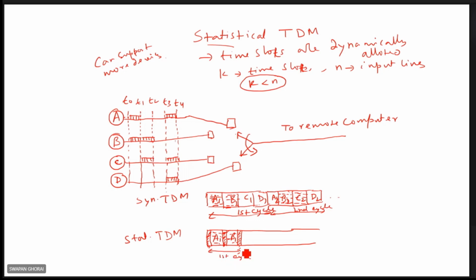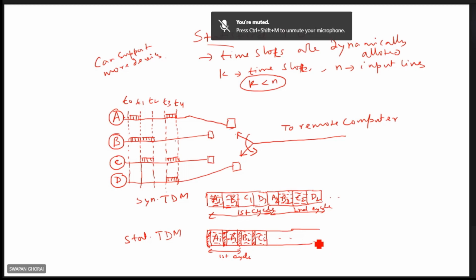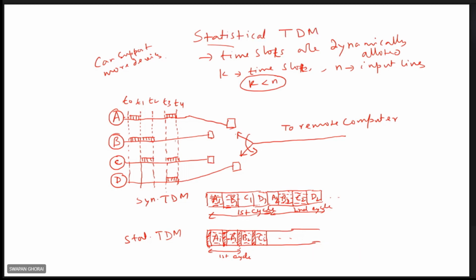In the second cycle, it is B and C, so B2 and C2. Only two time slots will be allocated: B2, next is C2. In this way, extra capacity is available for future time periods, right?